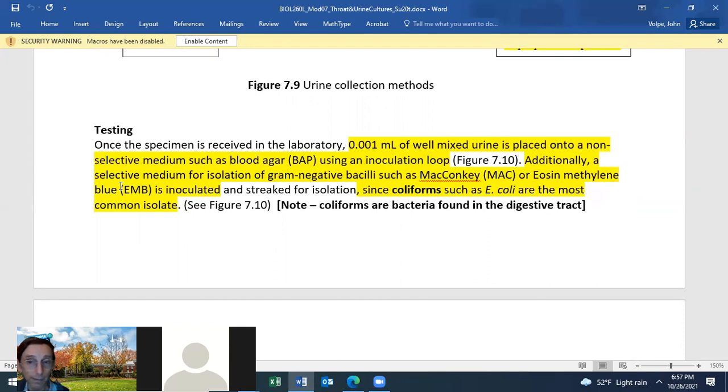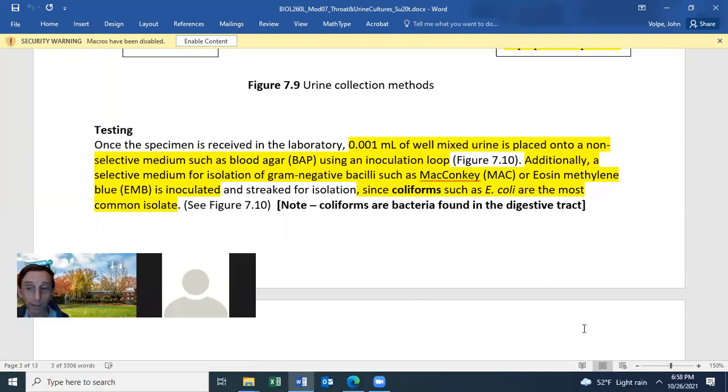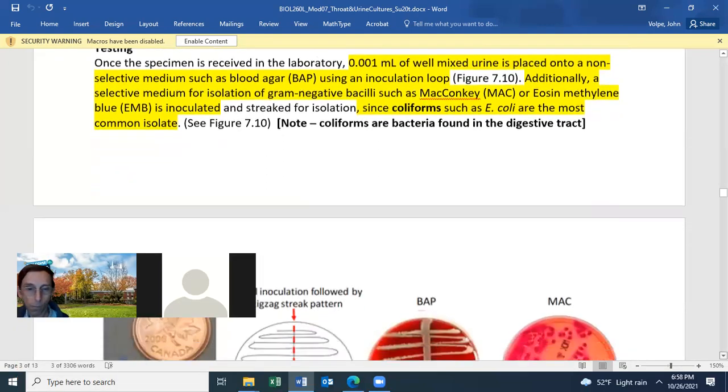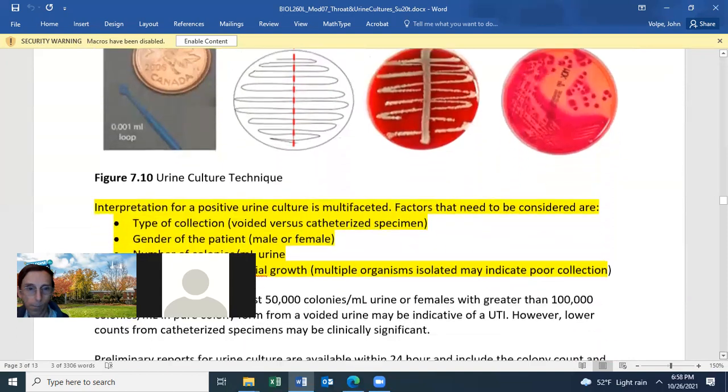We grow it on MacConkey's or EMB to look for gram-negatives, which are the most common urinary tract infective organisms. And the very number one most infective organism is E. coli. All right, any question about any of that?